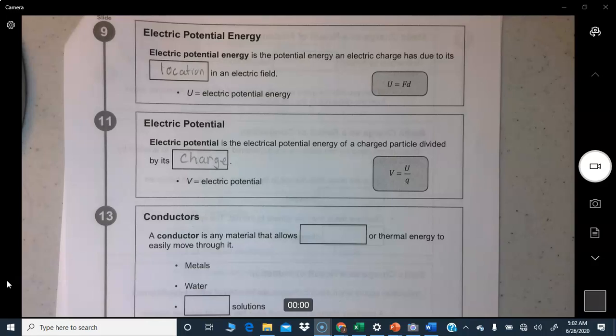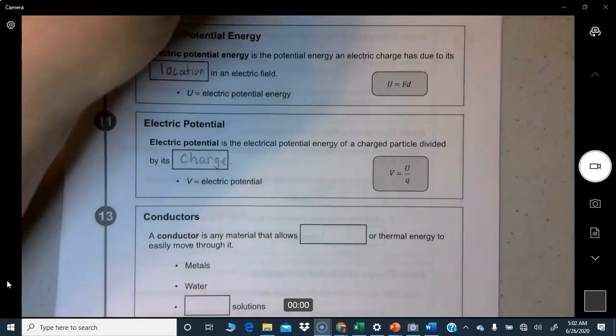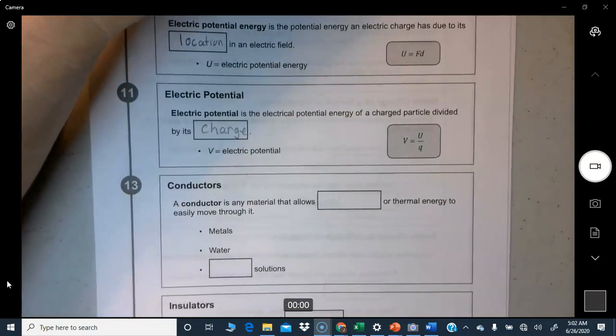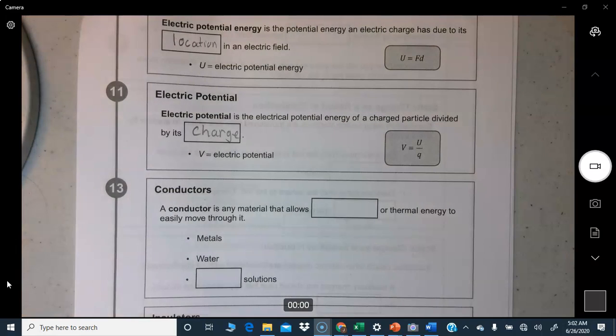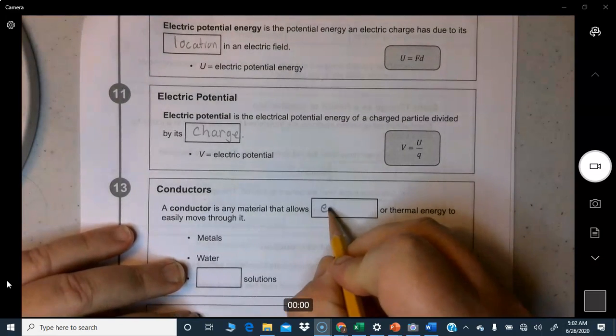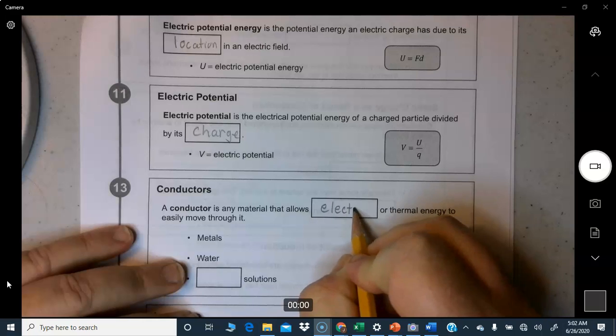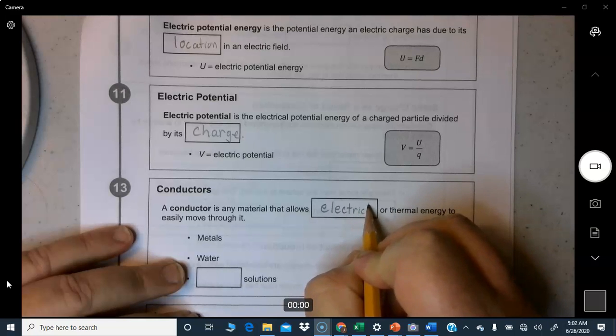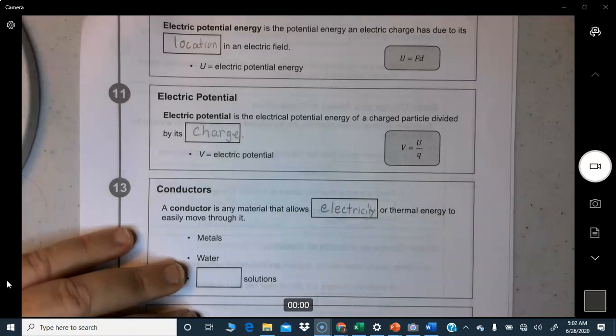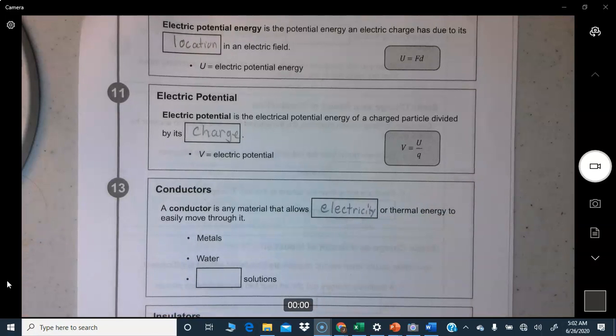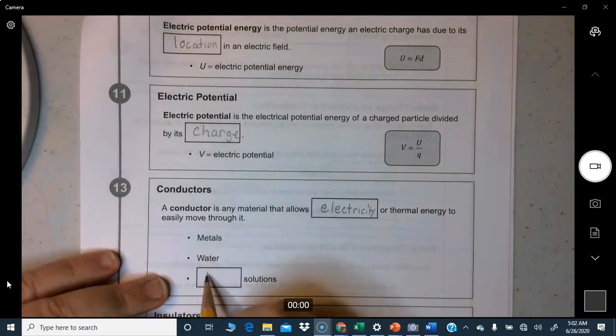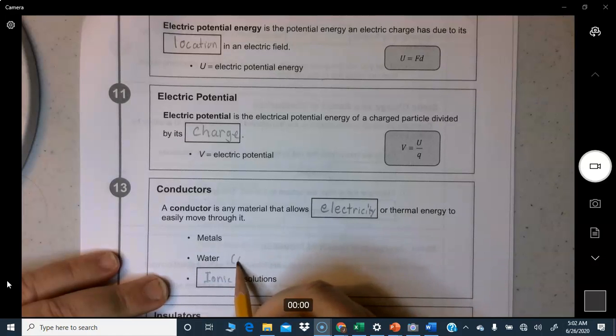All right, and this last panel she talked about conductors. A conductor is any material that allows electricity. Just think of a copper wire that conducts. You easily move electrons through it. Metals, water, and ionic solutions. And I'm going to write "not really" here.